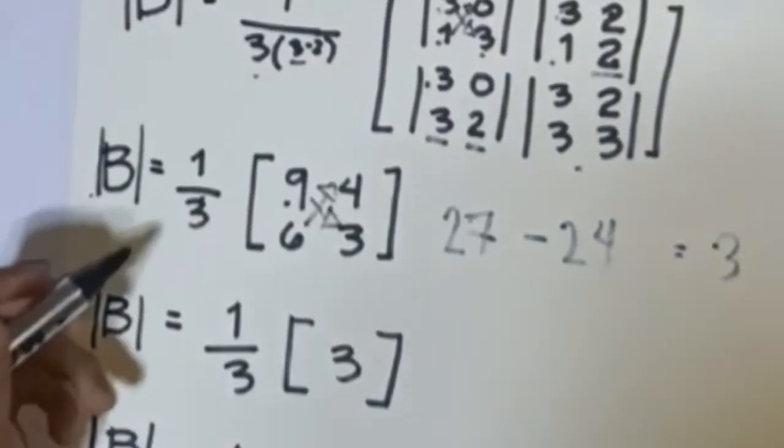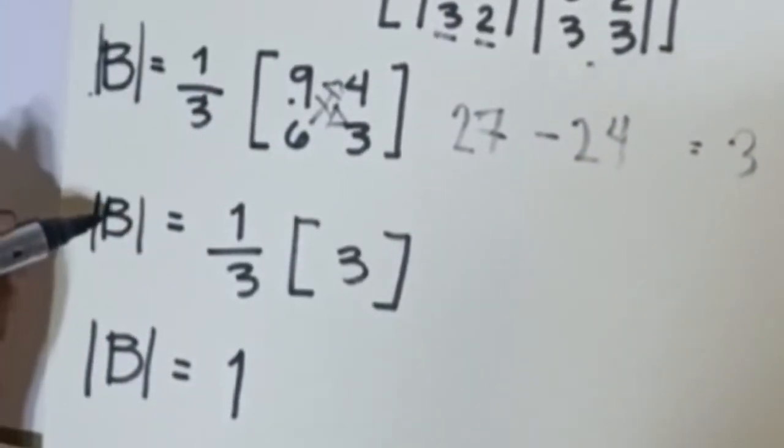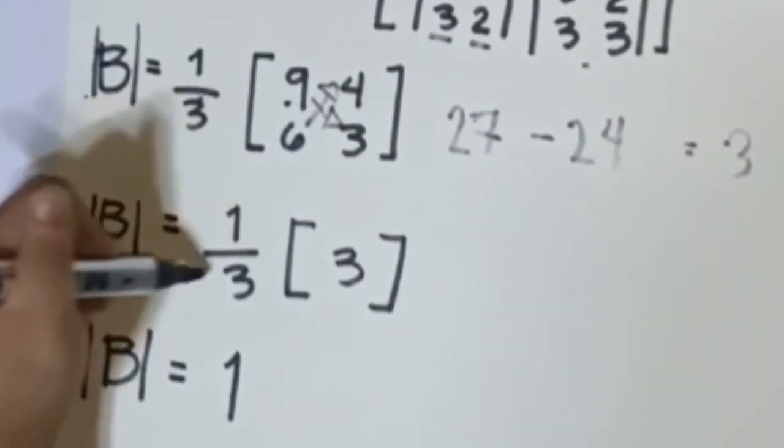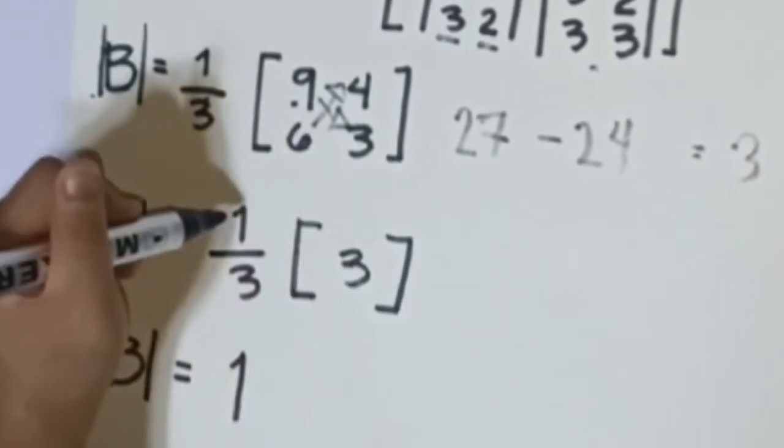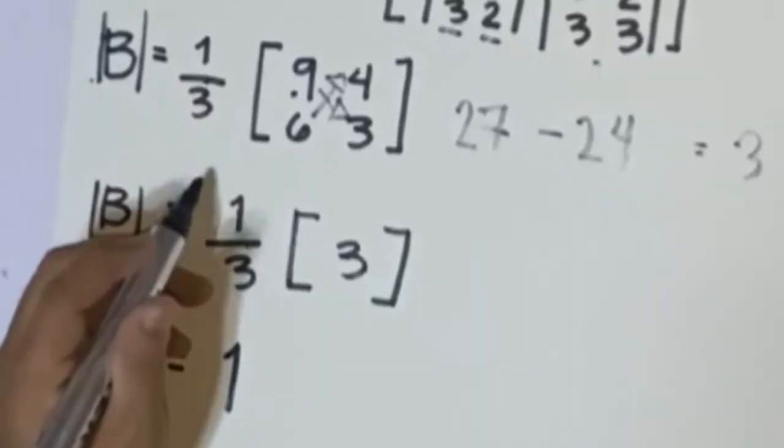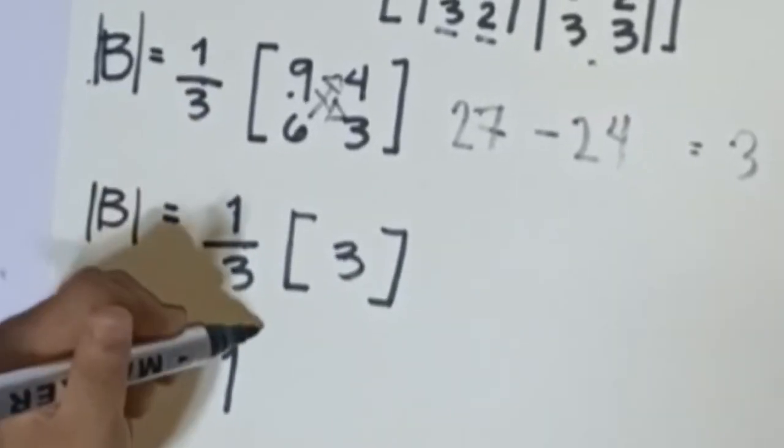So the determinant of B is equal to 1 over 3 multiplied by 3. So 3 multiplied by 3 divided by 3 is equal to 1. So the determinant of B here is equal to 1.